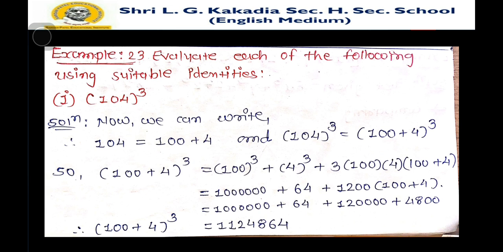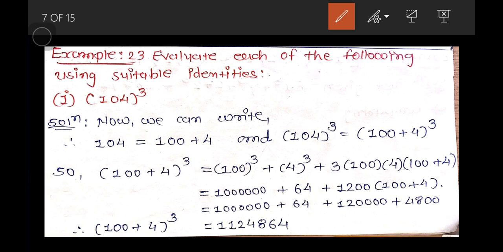Now example number 23. Evaluate each of the following using suitable identities. The first given number is 104 cube. With the help of a cubic identity, we solve this expression. Solution of this given expression.